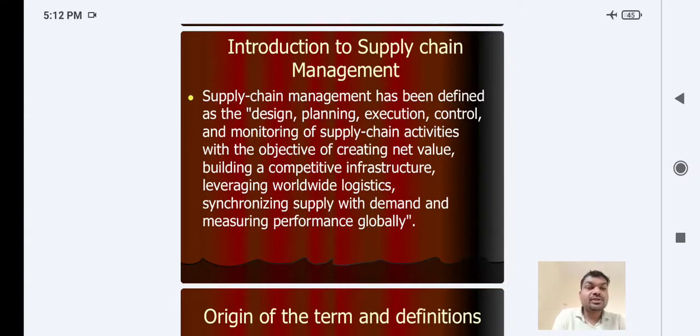After execution, control is also an important factor. In controlling, we look at what we have planned, what we have executed, and how the process is going. These things are included in control. And monitoring means, in the working, monitoring is also important, where it involves how all the processes are carried out. These are involved in supply chain management.